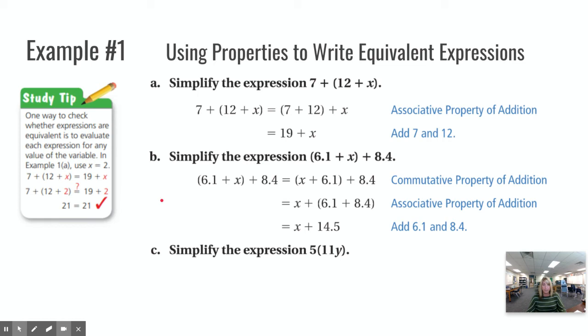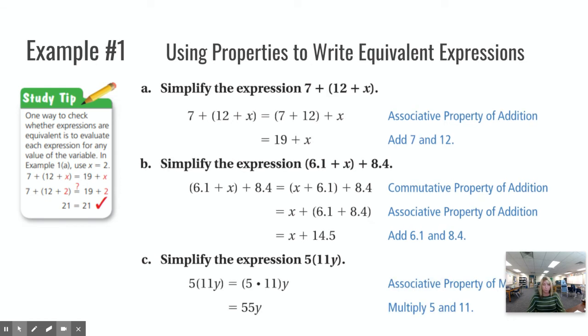In C, how will we simplify the expression 5 parenthesis 11y? That's right. We will use the associative property of multiplication and move the parentheses around the 5 and 11, and we will end up with 55 times y.